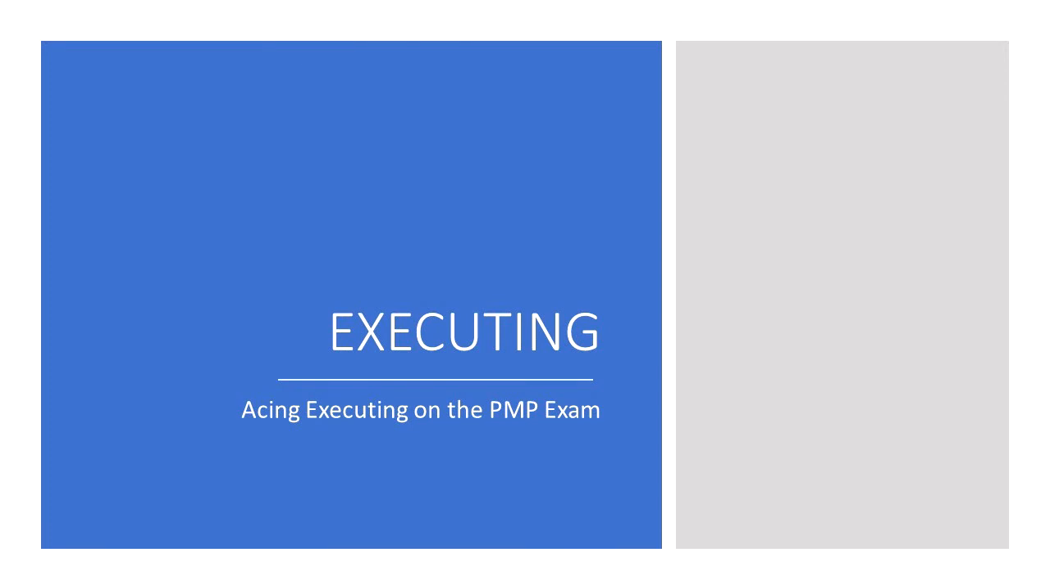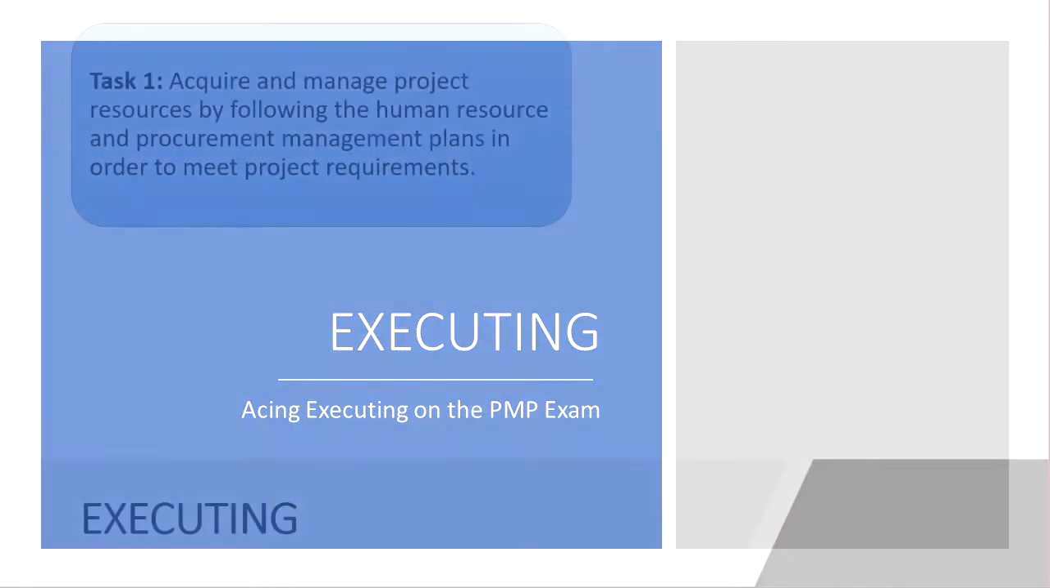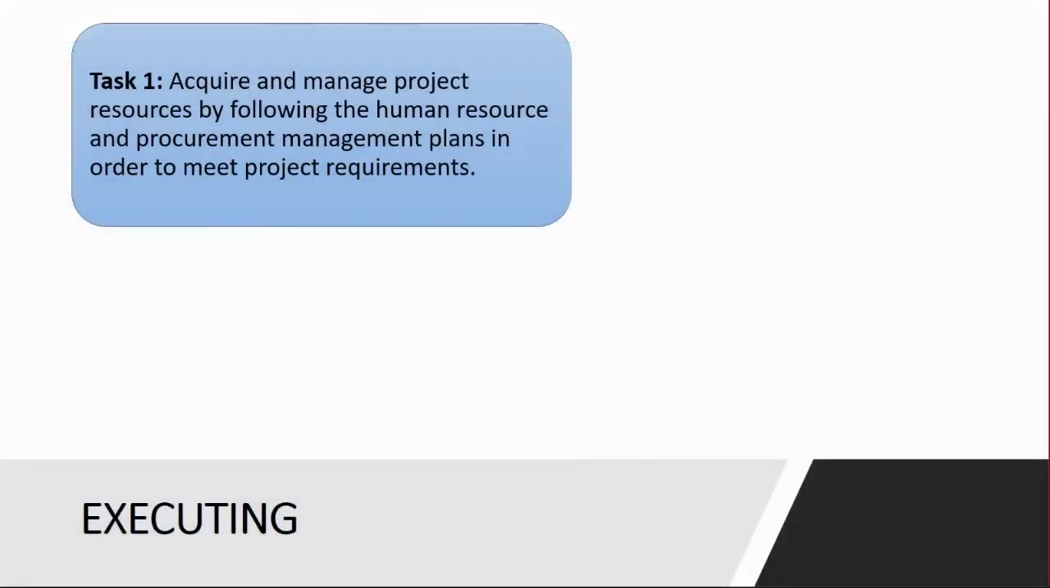In order to ace executing on the PMP exam with an above target, you need to do really well in the majority of these tasks. The first task reads: acquire and manage project resources by following the human resource and procurement management plans in order to meet project requirements. Now we can replace the words human resource with the word resource if you're taking the 6th edition exam. But if you're taking the 5th edition exam, it's called the Human Resource Management Plan.